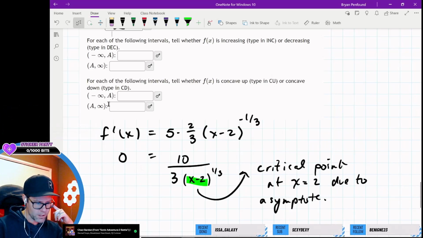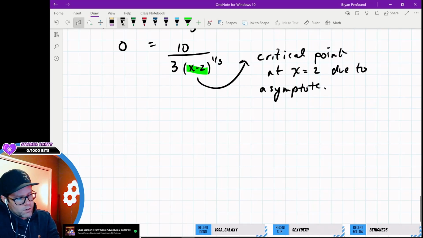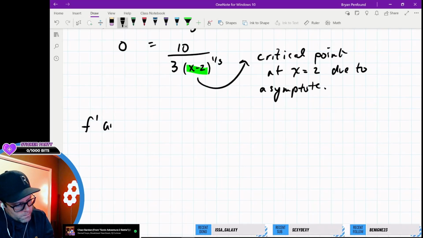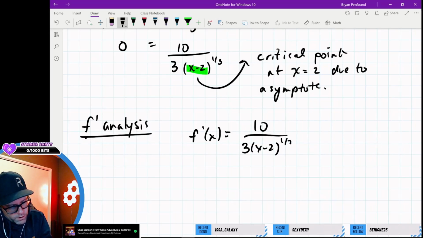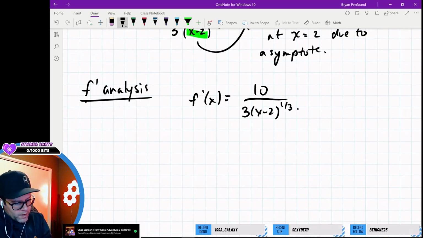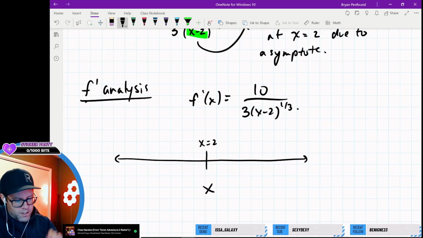And then we want to figure out if it's concave down or concave up. So we should be able to just do a simple first derivative analysis. Here, our first derivative is equal to 10 over 3 times (x minus 2) to the 1/3. And the only critical point we have is 2. And our first derivative, I apologize, is not defined there. So we're going to look at the sign of f prime.